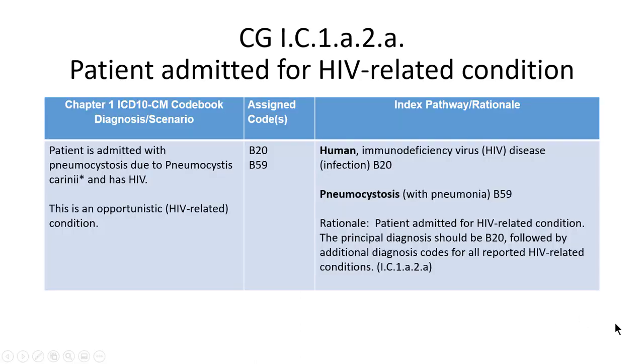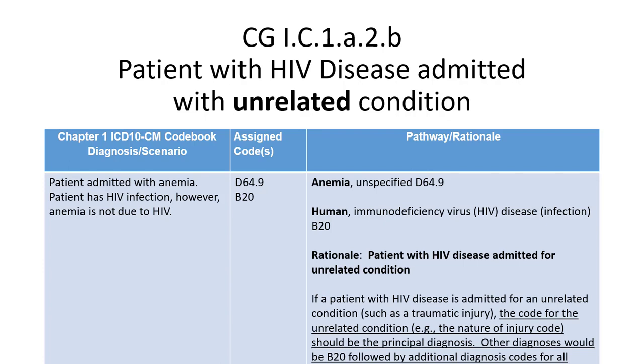So here we've got a patient admitted with pneumocystis due to pneumocystis carinii and has HIV. This is an opportunistic HIV-related condition. So the physician has documented this, so we're going to code the B20 and also going to code the pneumocystosis. Now here's a patient with HIV that's been admitted with an unrelated condition. In other words, it is not on those lists, whether provided by the CDC or the DRG manual. You would be coding only the condition and then your HIV.